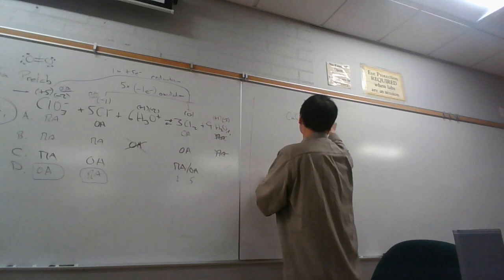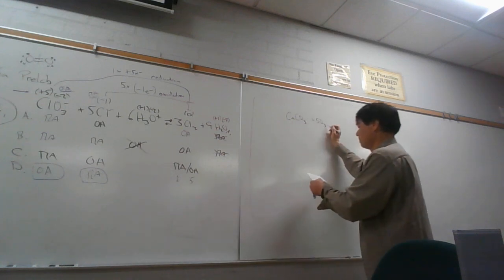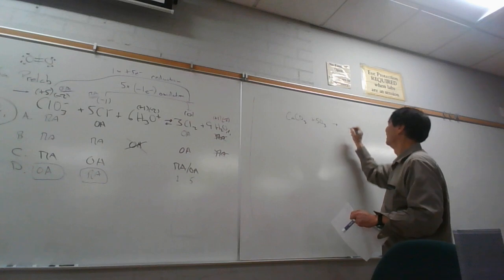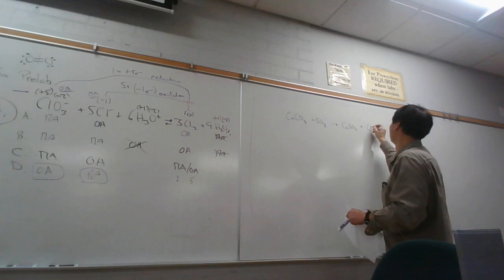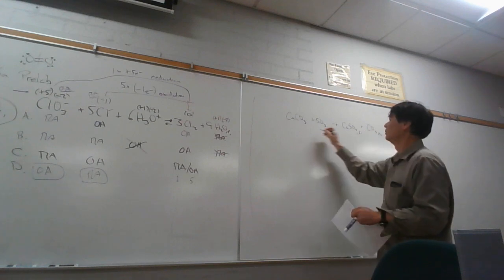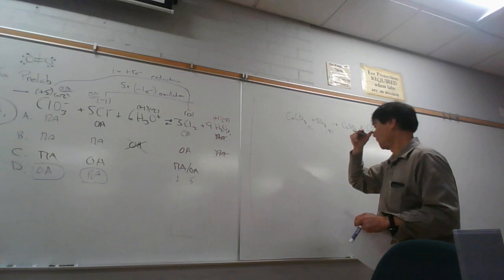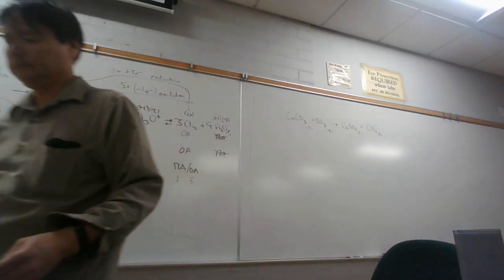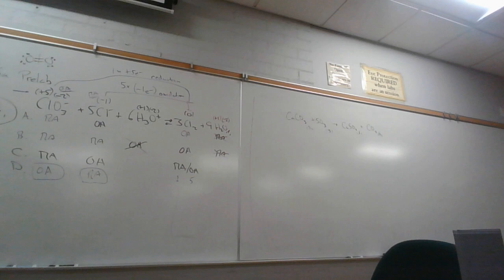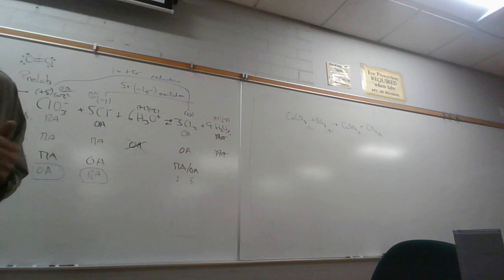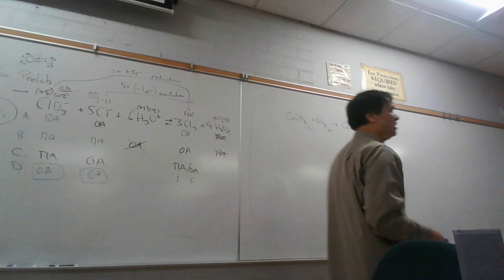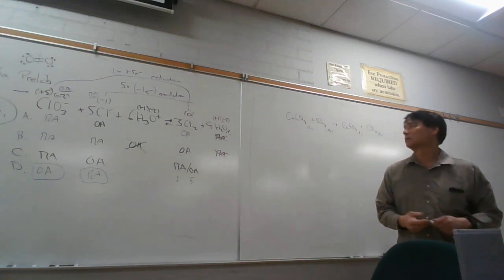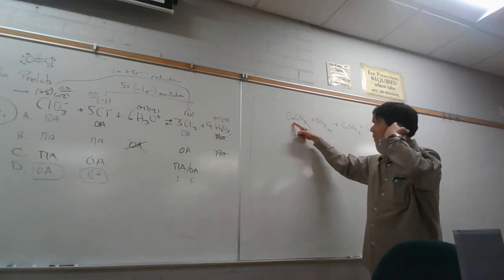Calcium carbonate plus sulfur trioxide yields calcium sulfate plus CO2. If you want to figure out what the oxidizer and reducer are, the first thing you need to do is write the oxidation states. So let's go ahead and do that.